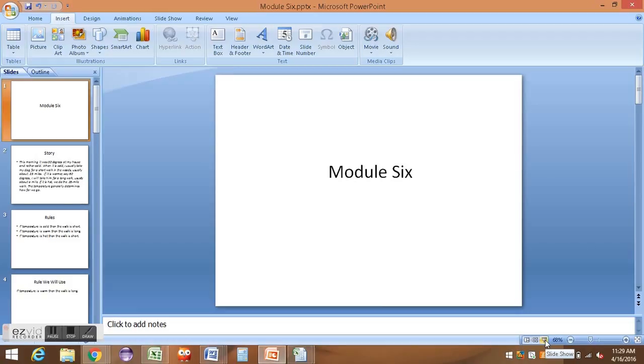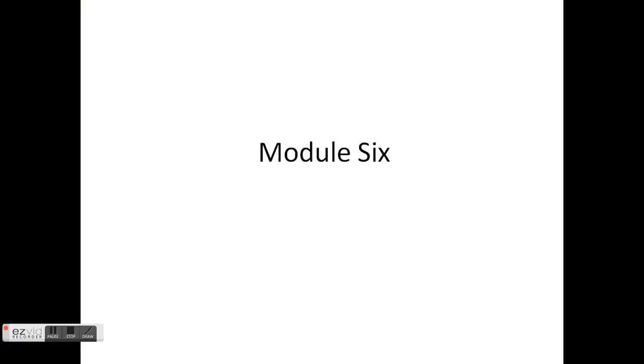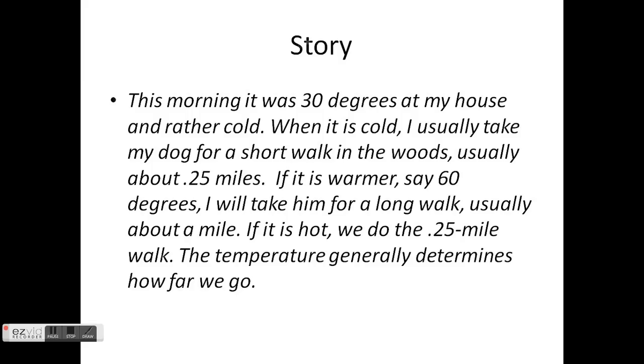My Module 6 assignment, in which we talk about common sense reasoning with fuzzy reasoning. So we were given a story, which is, this morning it was 30 degrees at my house and rather cold. When it is cold, I usually take my dog for a short walk in the woods, usually about 0.25 miles. If it is warmer, say 60 degrees, I will take him for a long walk, usually about a mile. If it is hot, we do the 0.25 mile walk. The temperature generally determines how far we go.